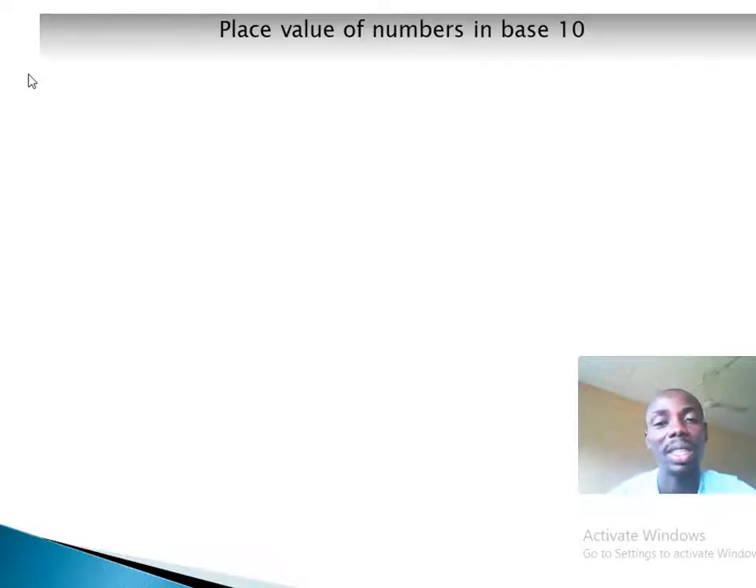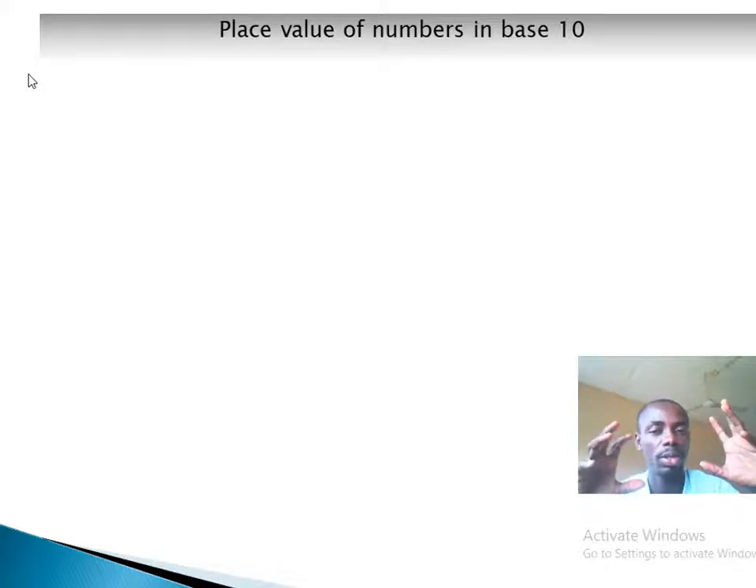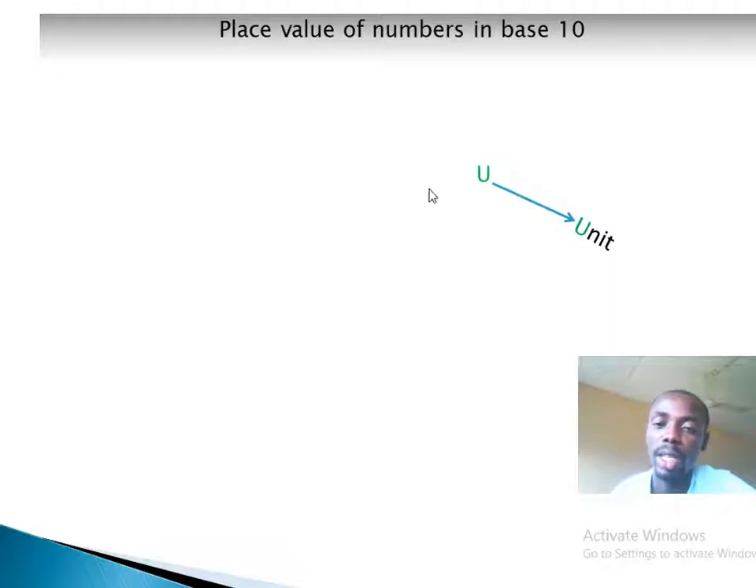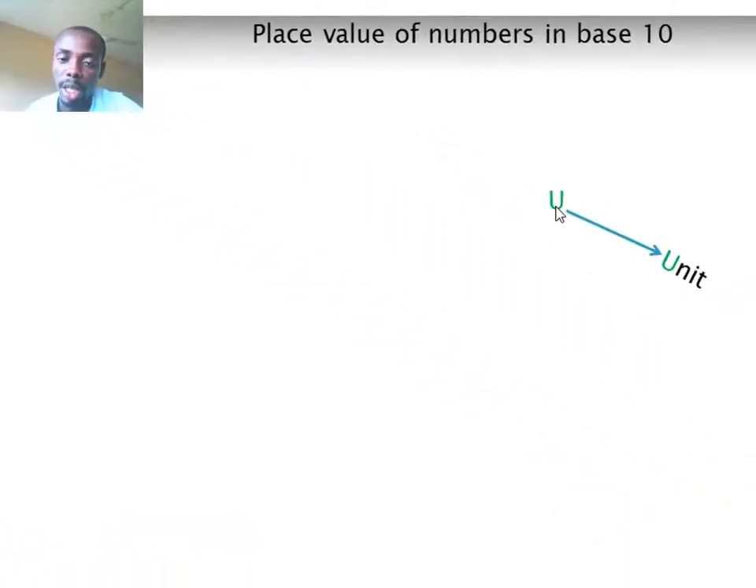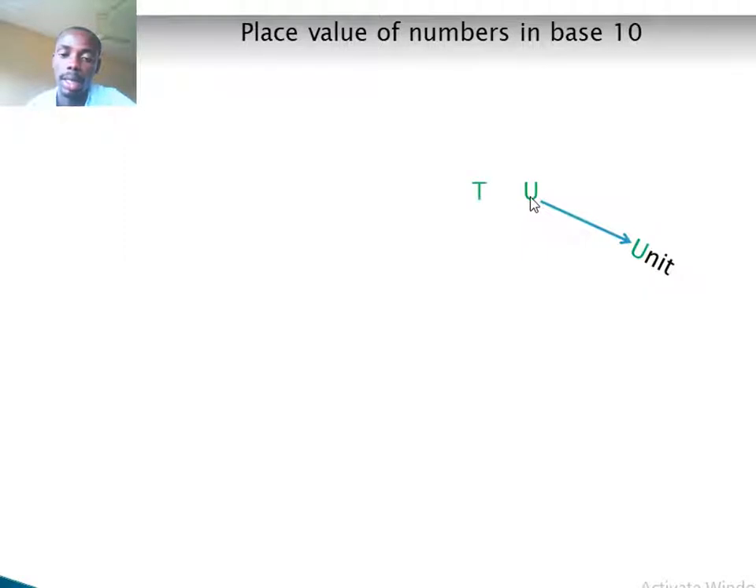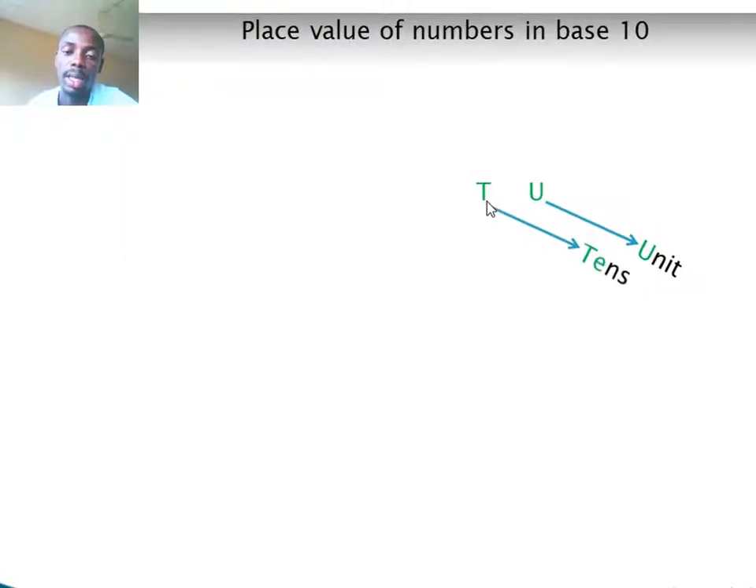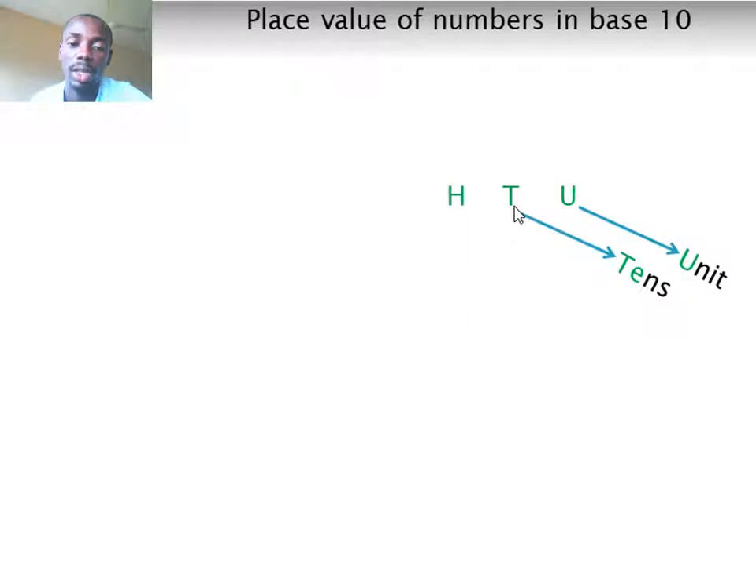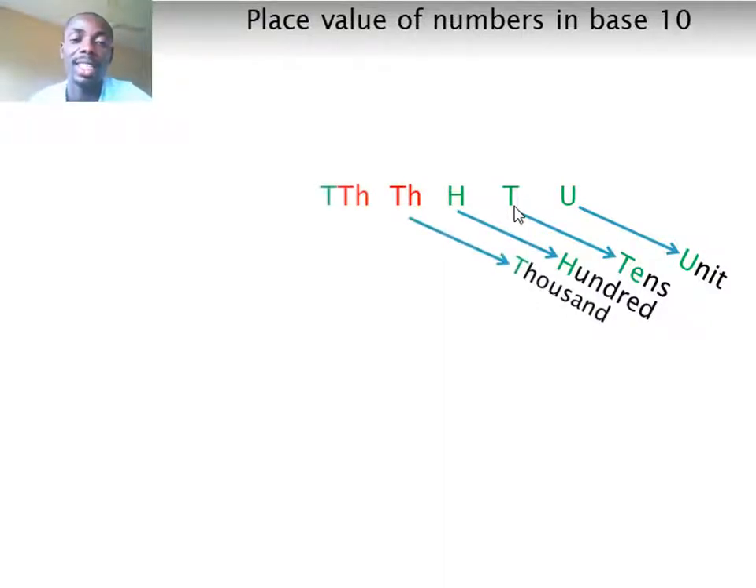Okay. Place value of numbers in base 10. We can have place value of numbers in base 2, which may be different from that of base 10. The first one here is units, denoted by U. Next is tens, denoted by T. After tens is hundreds, denoted by H. After that is thousands, denoted by TH. After that is ten thousands, denoted by TTH.